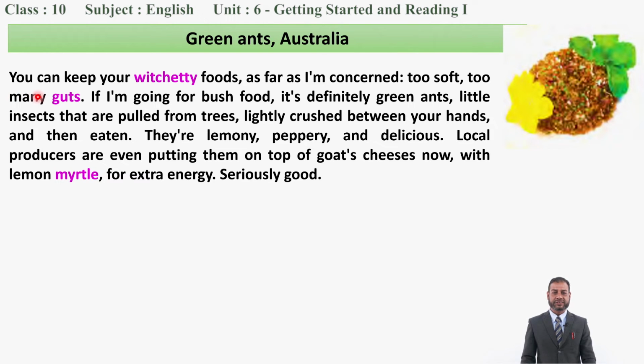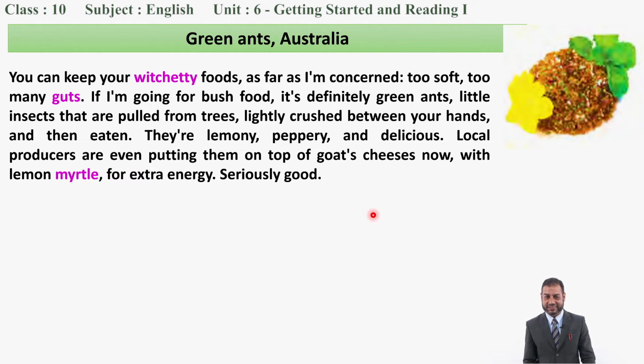Let's start. You can keep your witchetty grubs, as far as I am concerned, too soft, too many guts. If I am going for bush food, it's definitely green ants, little insects that are pulled from trees, lightly crushed between your hands and then eaten. They are lemony, peppery and delicious. Local producers are even putting them on top of goat's cheeses now, with lemon myrtle for extra energy.